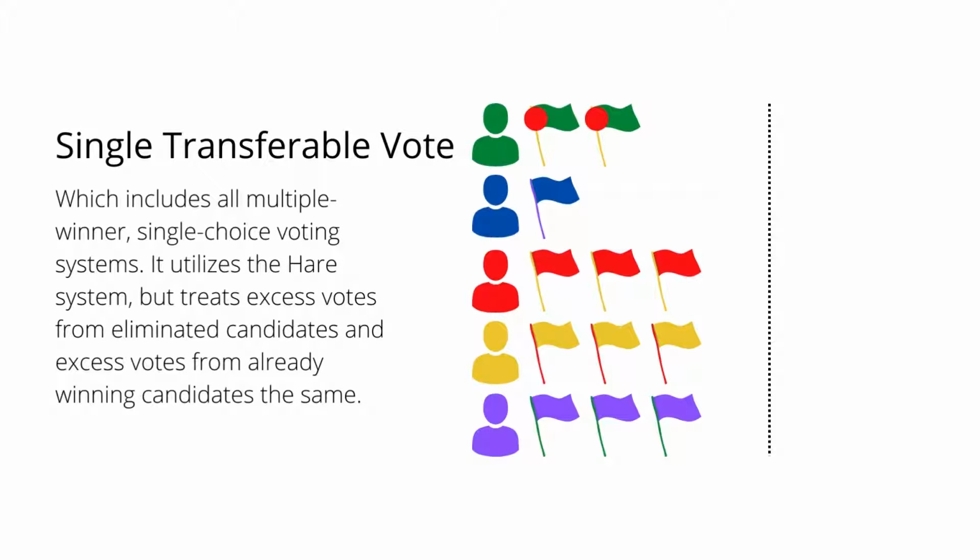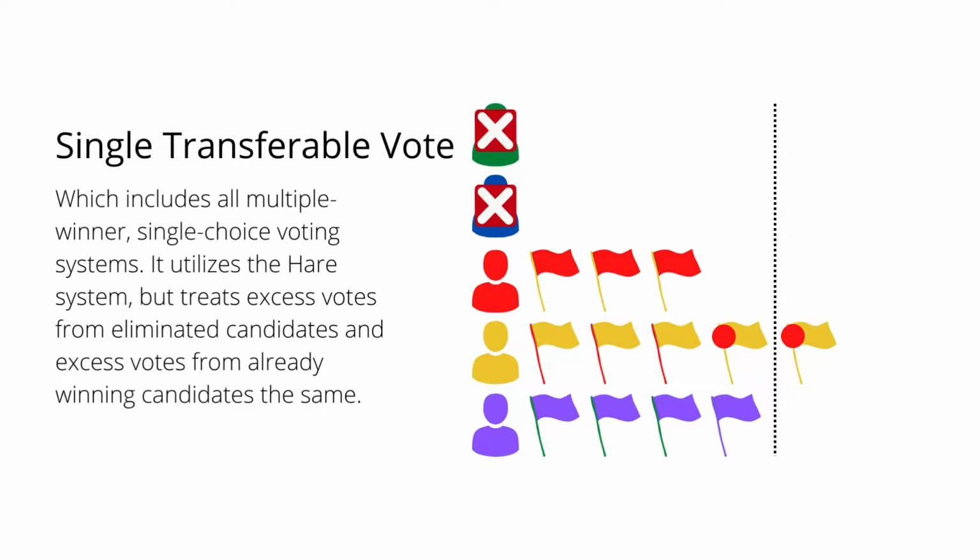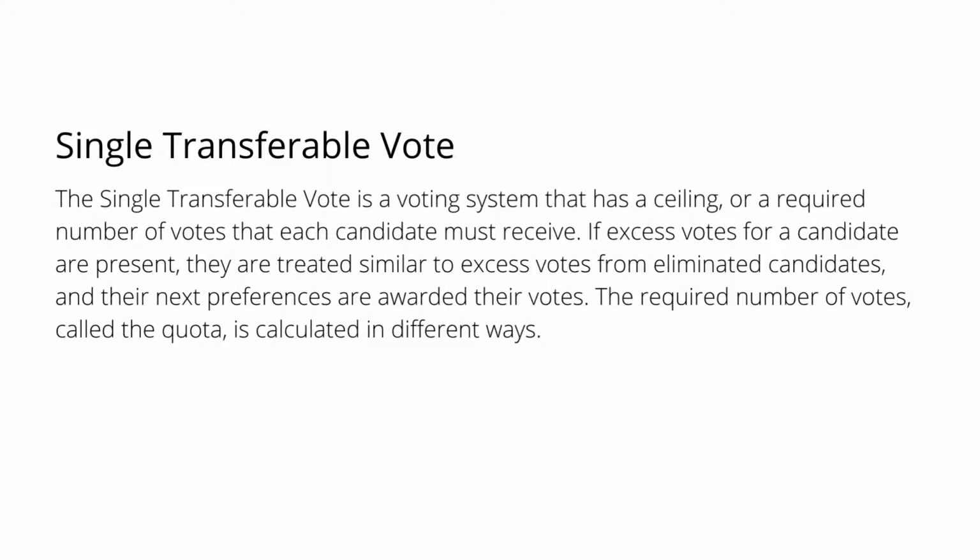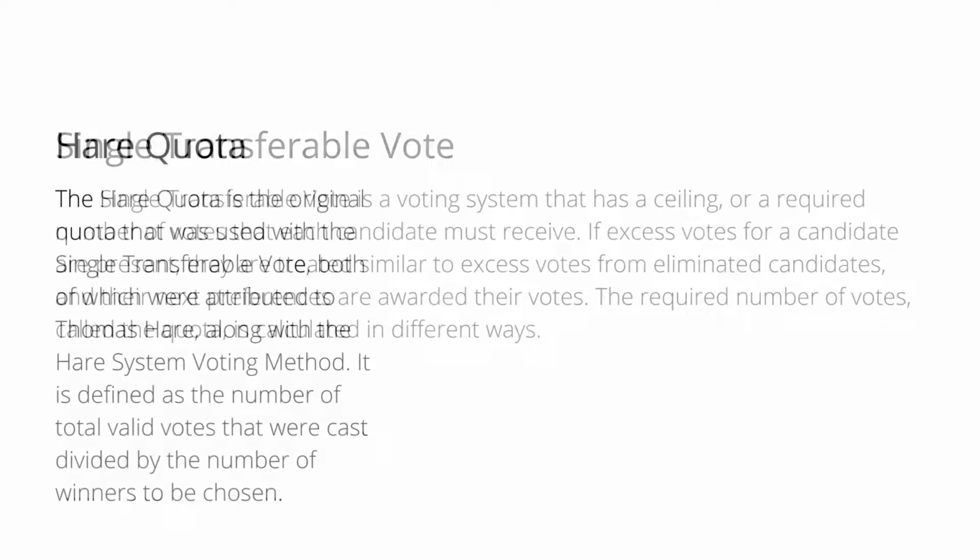Single transferable vote, which includes all multiple winner, single choice voting systems. It utilizes the Hare system but treats excess votes from eliminated candidates and excess votes from already winning candidates the same. The single transferable vote is a voting method that has a ceiling, or a required number of votes, that each candidate must receive. If excess votes for a candidate are present, they are treated similar to excess votes from eliminated candidates, and their next preferences are awarded their votes. The required number of votes, called the quota, is calculated in different ways.